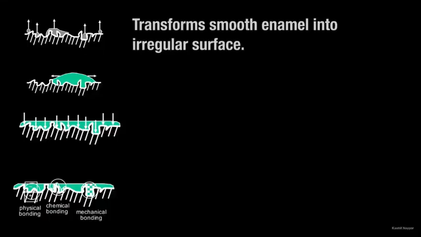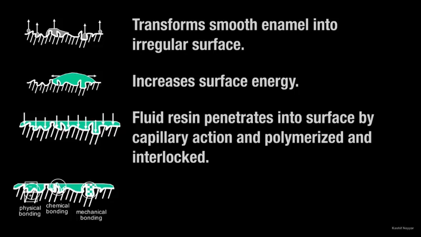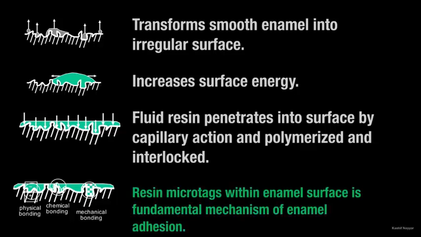So what we are doing here, by using acid etchant, we are transforming a smooth enamel surface into a more irregular surface. And when we are removing some of the surface molecules, we are exposing more energetic molecules while increasing the surface energy. It has a great impact when a fluid resin is applied. It radially penetrates into the surface by capillary reaction, and during polymerization, it just interlocks inside. And these resin microtags within the enamel surface are the fundamental mechanism for enamel adhesion.